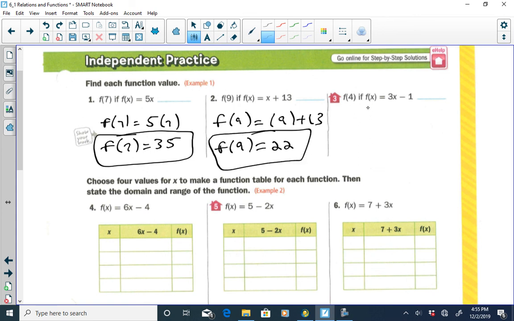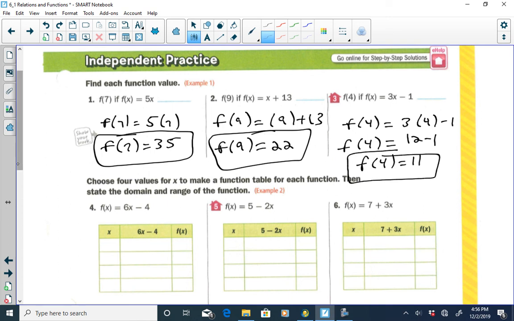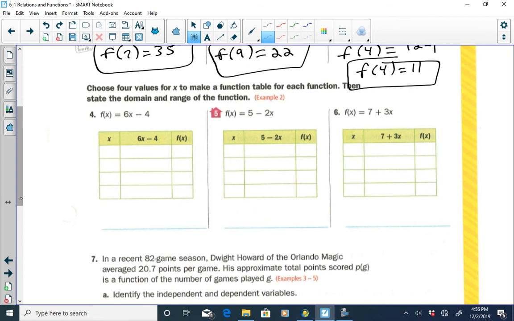Right? F of 4, if f of x is equal to 3 times the number x minus 1, so that's going to be f of 4 is going to be equal to 3 times 4 minus 1. Right? So f of 4 is going to be equal to 12 minus 1. F of 4 is going to be equal to 11. Alright? We'll do a couple of these function tables and be finished.